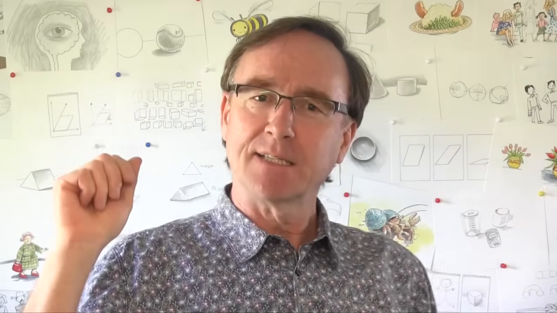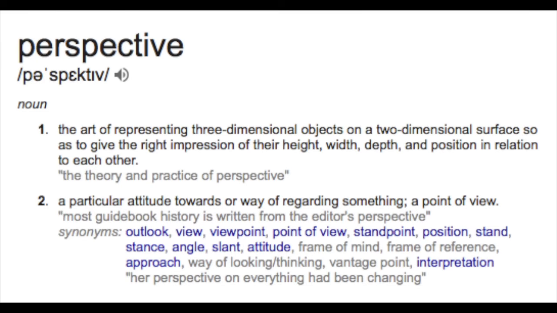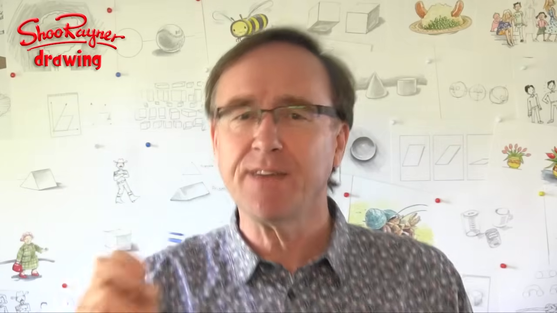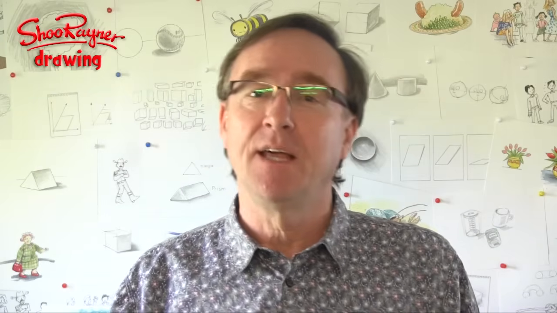If you look up perspective on Google, it will tell you that perspective is the art of representing three-dimensional objects on a two-dimensional surface to give the right impression of their height, width, depth and position in relation to each other. Definition 2 says perspective is a particular attitude towards or way of regarding something, as in a point of view.